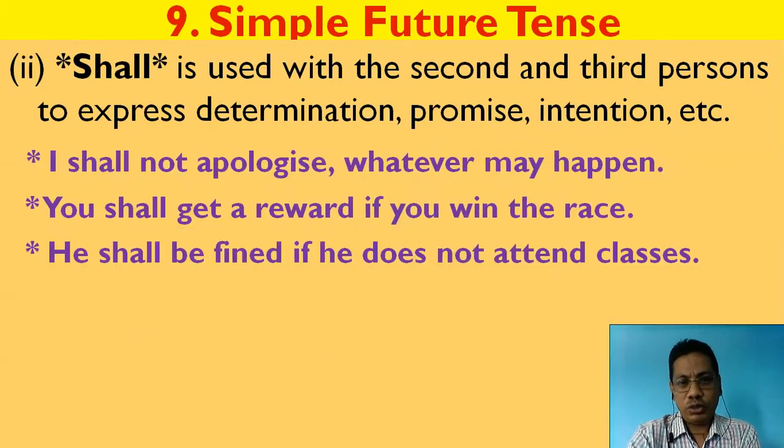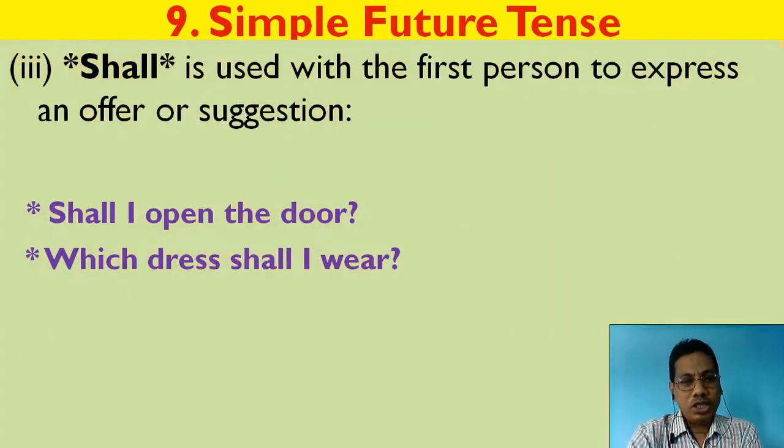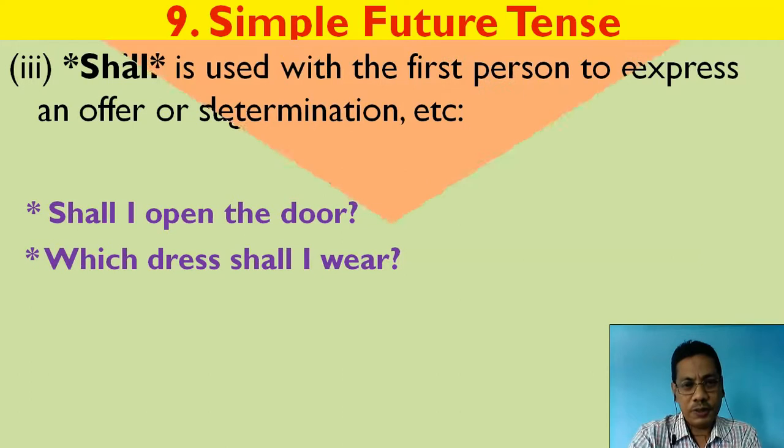Shall is used with the second and third persons to express determination, promise, intention, etc. Like I shall not apologize whatever may happen. You shall get a reward if you win the race. He shall be fined if he does not attend classes. Shall is used with the first person to express an offer or suggestion, like shall I open the door? Which dress shall I wear?